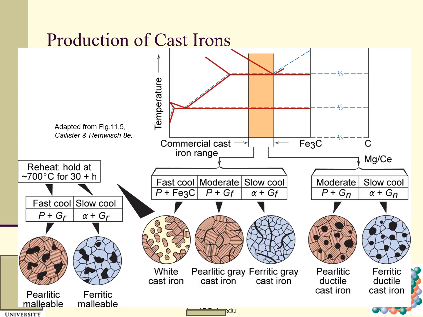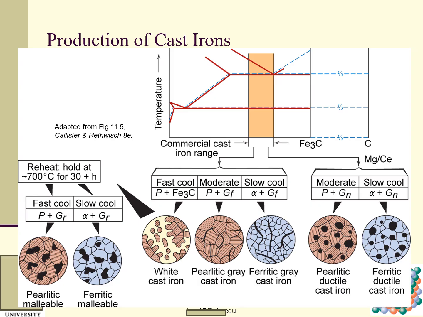Fast cooling, we get pearlite plus graphite. Slow cooling, we get ferrite plus graphite. You can see pearlite malleable and ferrite malleable. So this is the fast cool from here. Fast cool, moderate, and slow cool, and we can get white cast iron, pearlitic gray cast iron, along with ferritic gray cast iron. If we add manganese and Se, for moderate cooling, we have pearlite plus graphite.